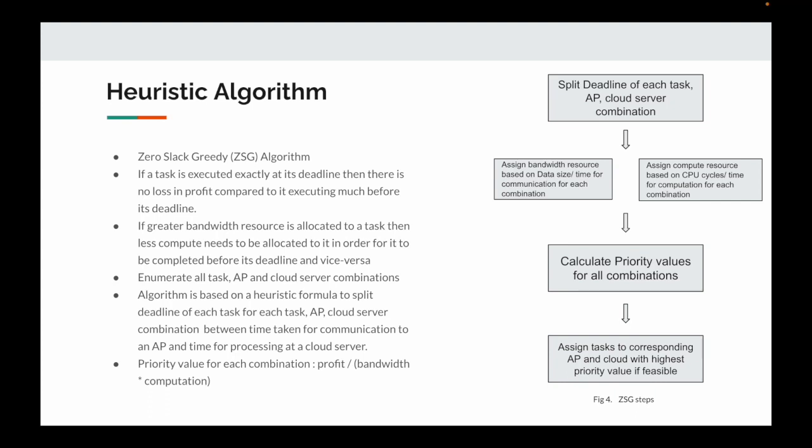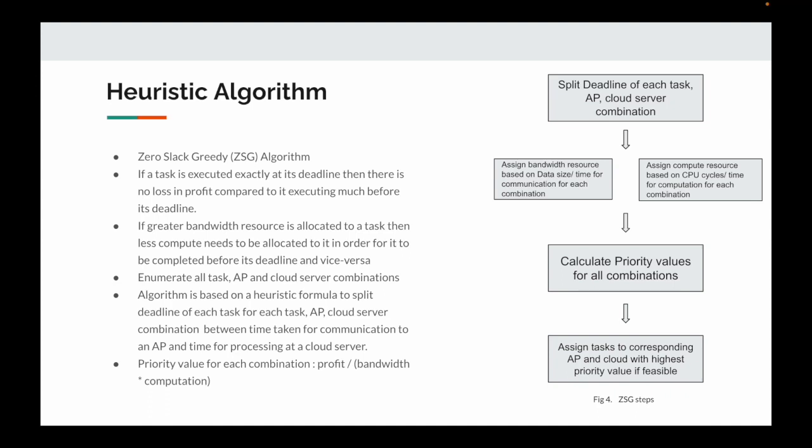We call this the zero slack ZSG algorithm. We devised it after 2 observations. The first is that if a task is executed exactly at its deadline, then there is no loss in profit compared to executing it much before its deadline. Number 2 is that if greater bandwidth resources are allocated to a task, then less compute needs to be allocated to it in order for it to be completed before its deadline, and vice versa.